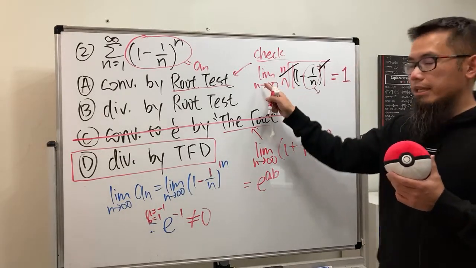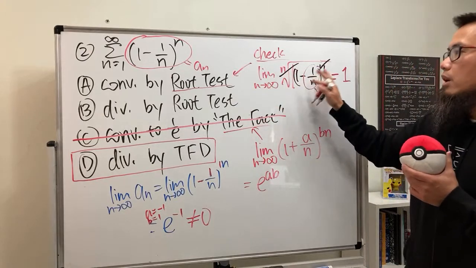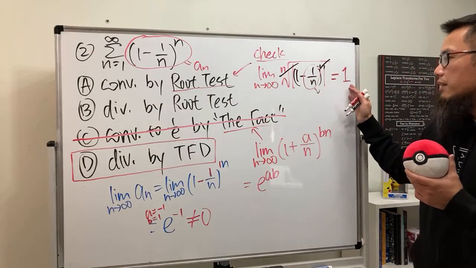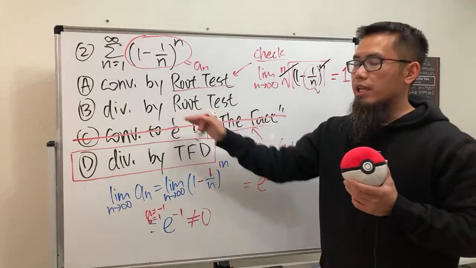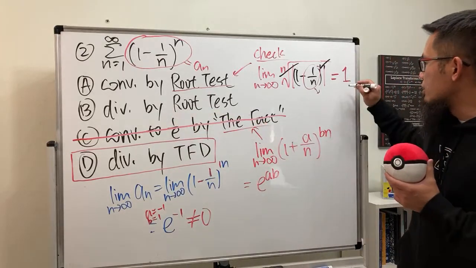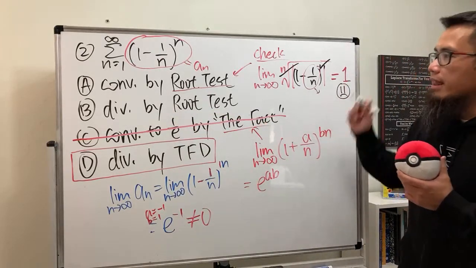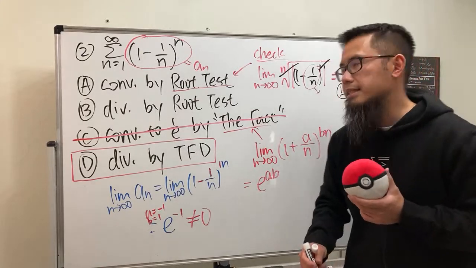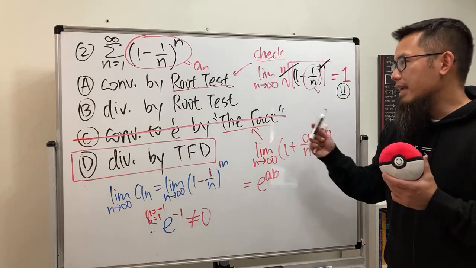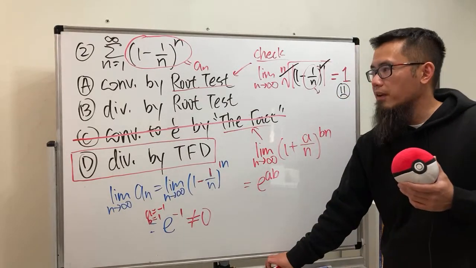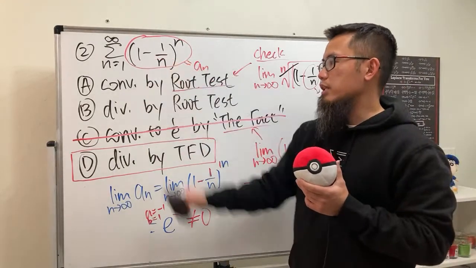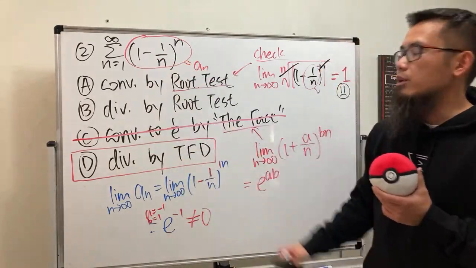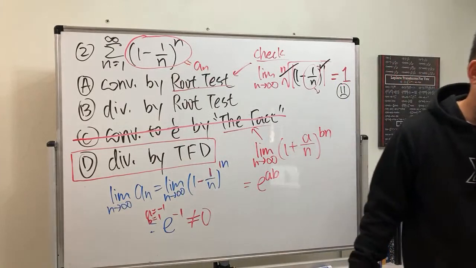If you do this limit, the nth root of an, and it gives you 1, unfortunately the root test is inconclusive. So this is the sad face situation. We cannot draw any conclusion with the root test. So that's why A and B are not correct. Even though this is a divergent series, you cannot say it diverges by the root test, right? So hopefully that makes that clear.